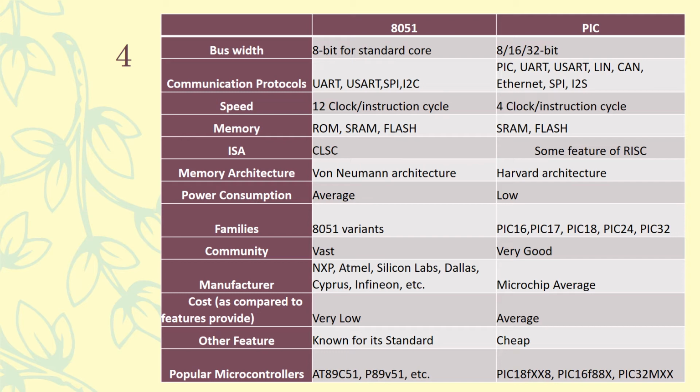Then cost wise, as compared to the features provided, the 8051 is very low. PIC is a little bit expensive, so average cost. Then other features, 8051 is known for its standard, and PIC is comparatively cheap. Like with low cost we are getting good features, that I want to mention. Then the popular microcontrollers we have in 8051 are the 89C51. 89C is the most popular series from Atmel. Then P89V51 is also one of the controllers which is frequently used in many applications.